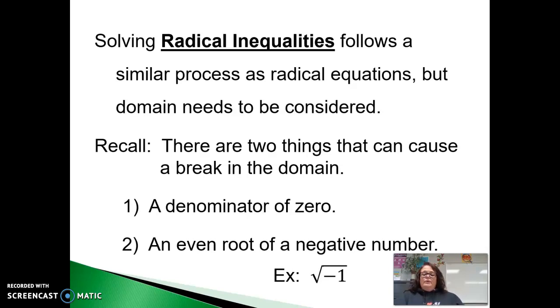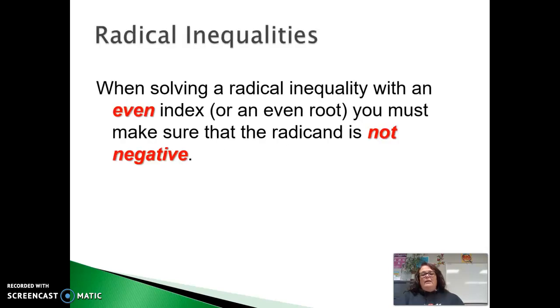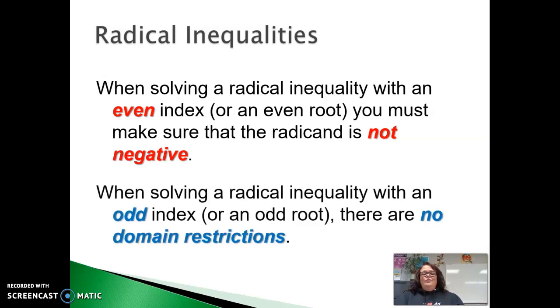For example, the square root of -1 is an imaginary number, so there is no real solution if that is the solution. So when we're solving a radical inequality that has an even index or an even root, you must make sure that the radicand, the number inside of the radical, is not negative. There's a second part to those questions. If you're solving a radical inequality that has an odd index or an odd root, then we don't have any domain restrictions. Once we've solved for the variable, that's all we have to do.